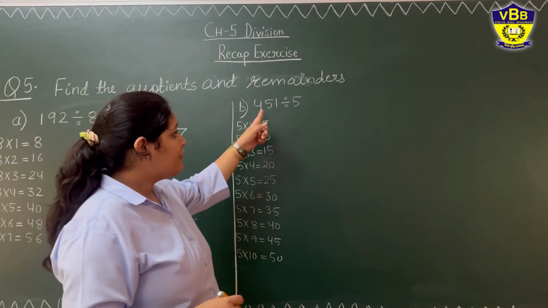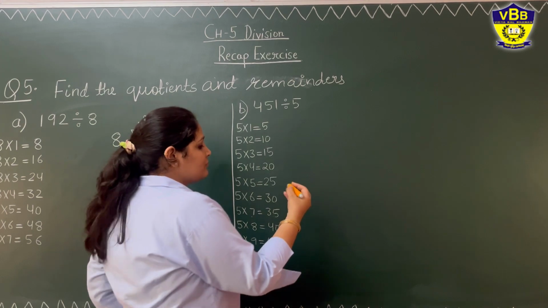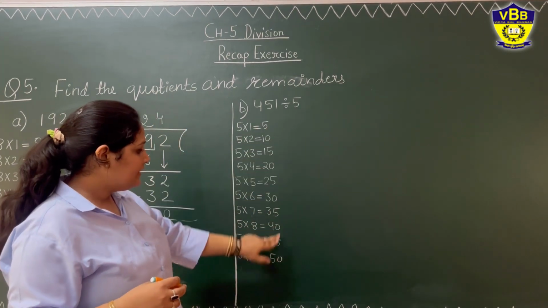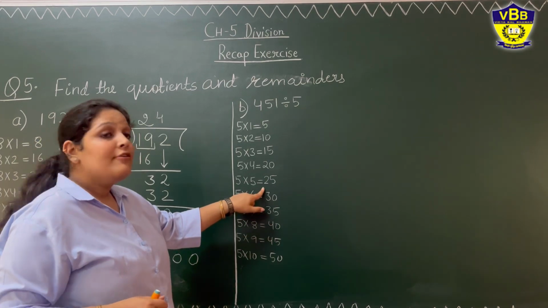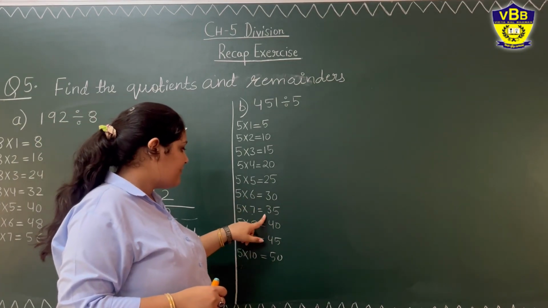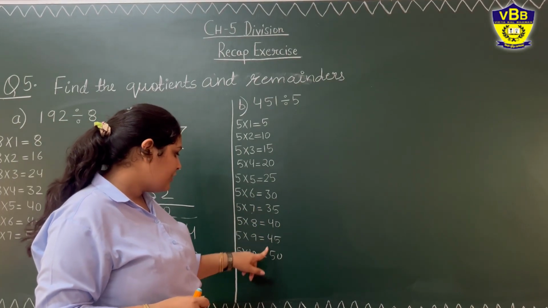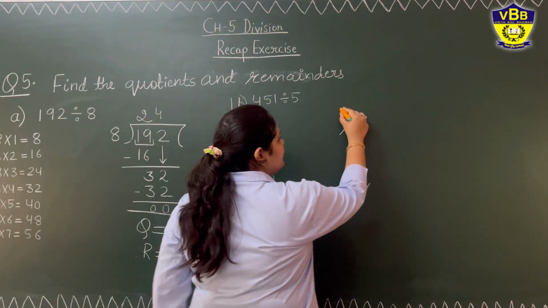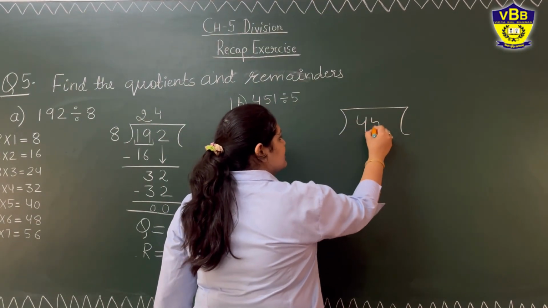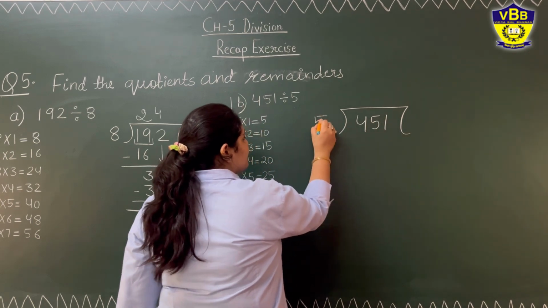Let's come to the B part. 451 divided by 5. So you can see I have written the table of 5. 5 1 is 5, 5 2 is 10, 5 3 is 15, 5 4 is 20, 5 5 is 25, 5 6 is 30, 5 7 is 35, 5 8 is 40, 5 9 is 45, 5 10 is 50. So now I will divide these two numbers. 451 is the dividend and 5 is the divisor.